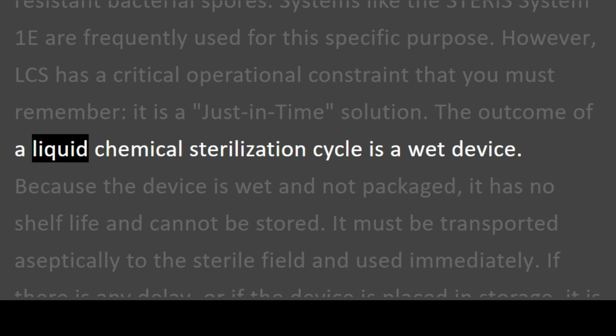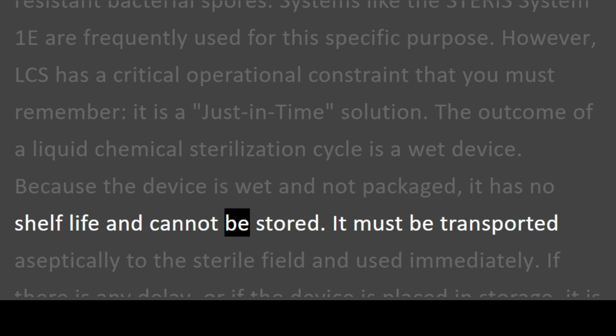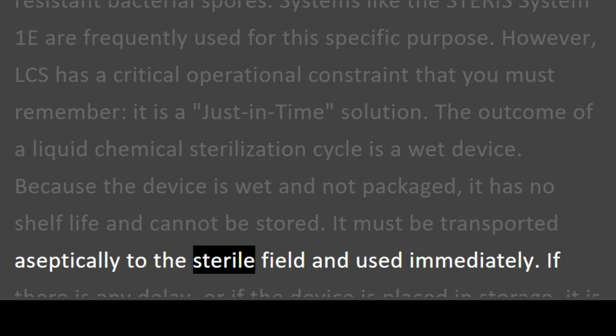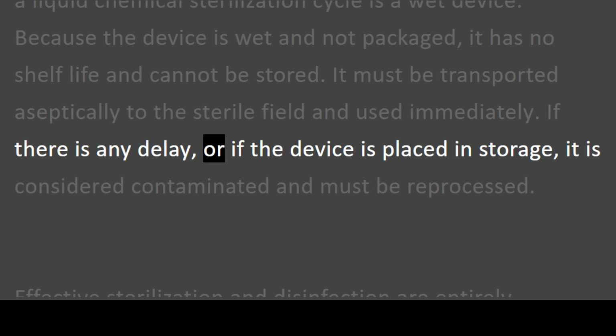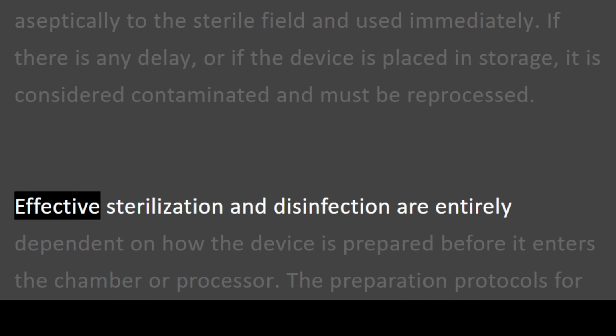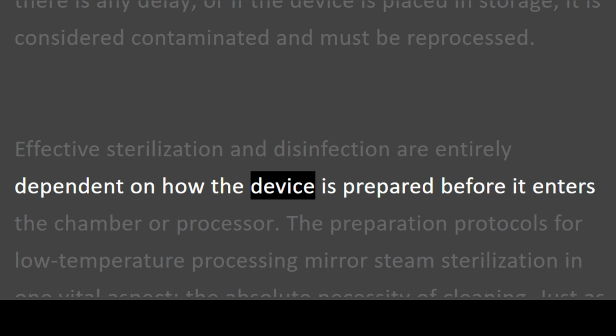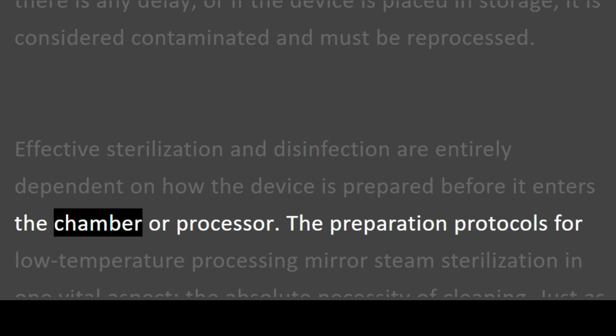The outcome of a liquid chemical sterilization cycle is a wet device. Because the device is wet and not packaged, it has no shelf life and cannot be stored. It must be transported aseptically to the sterile field and used immediately. If there is any delay, or if the device is placed in storage, it is considered contaminated and must be reprocessed.